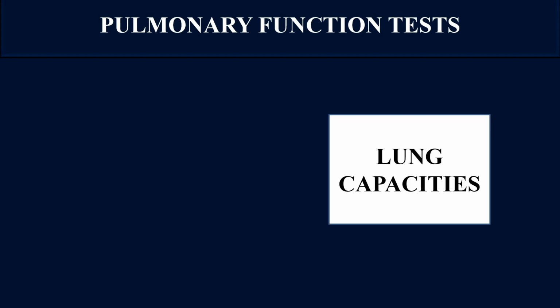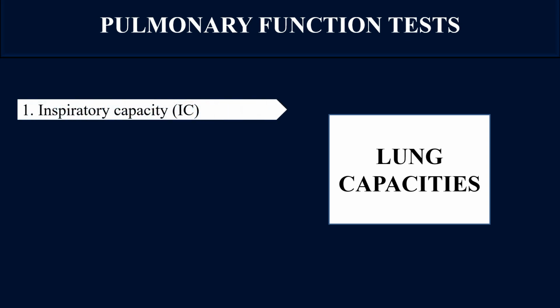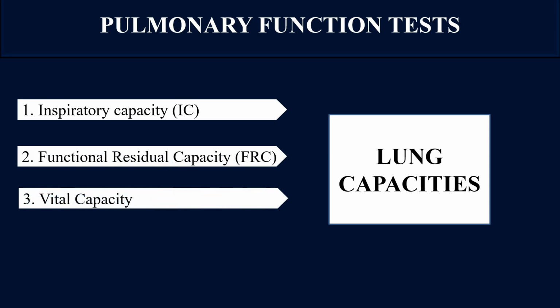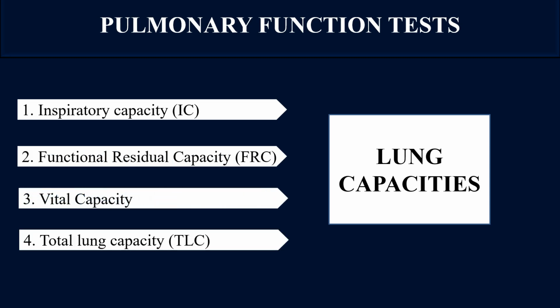Lung capacities are the combination of two or more lung volumes. Lung capacities measure how much air is inhaled and how much air can be exhaled by the lungs, and how much space it gives to the air for inhalation and exhalation. So there are different measurements of the lung volumes, and those are called lung capacities. These are known as inspiratory capacity, functional residual capacity, vital capacity, and total lung capacity. Let's talk about them one by one.